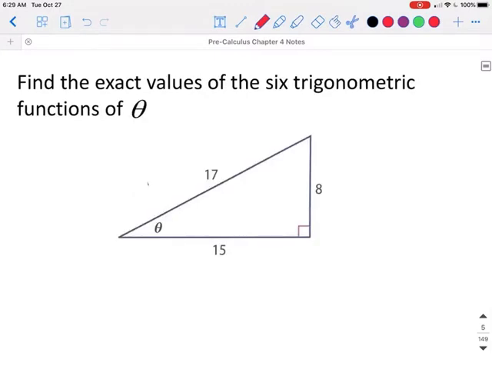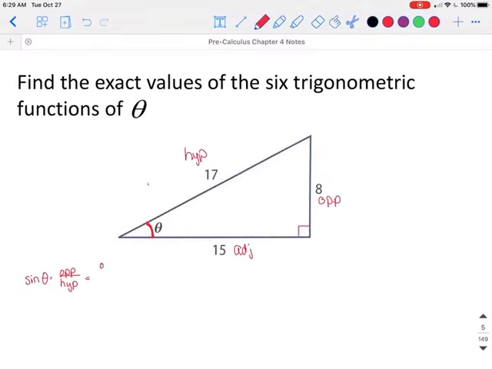Now we need to find the exact values of the 6 trigonometric functions. Exact values means we are going to leave these in fraction form. So the first thing we're going to want to do is label our triangle. If this is our angle, remember the side across from the angle is the opposite. The side between the angle and the 90 is the adjacent, and the side across from the 90 is called the hypotenuse.